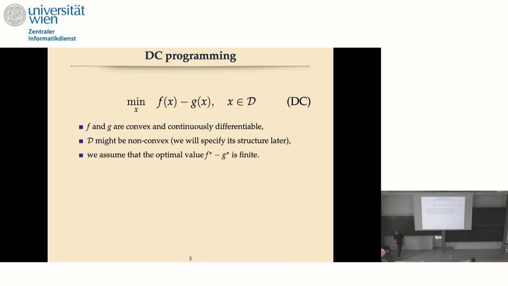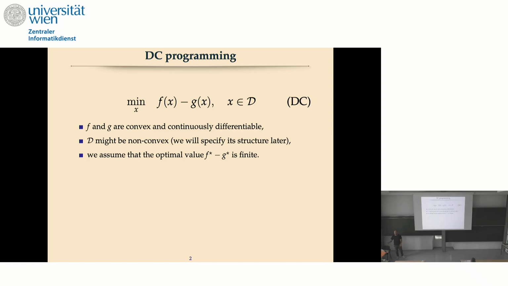So we can start with a brief description of the DC programming template. Here we have an objective function comprised of two terms, f(x) minus g(x), and the assumption is that f and g, both of them are convex functions and they are continuously differentiable. So the objective function itself becomes non-convex, but it has this specific form of difference of convex functions. And then we also have some constraints that we allow here in the template by D.